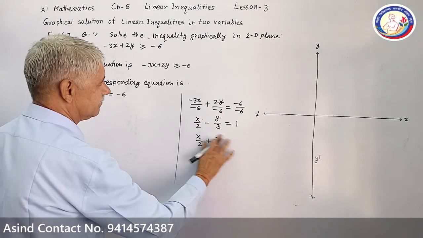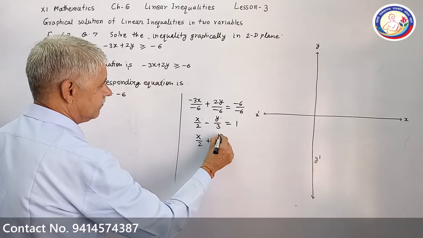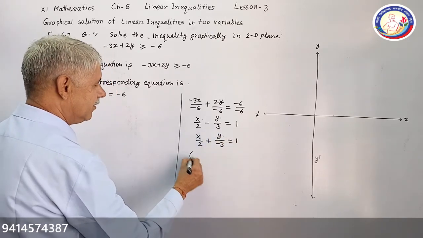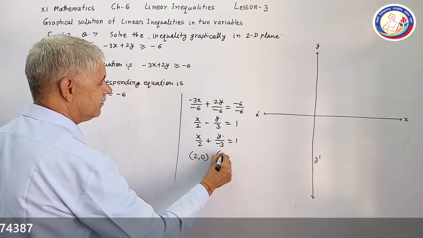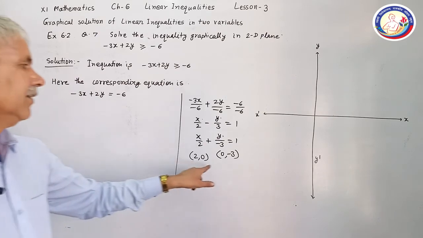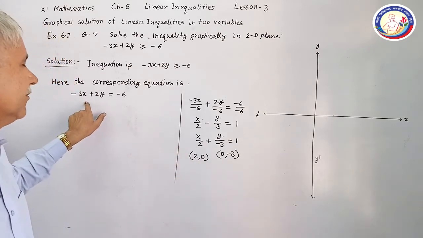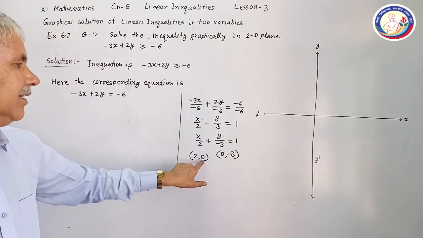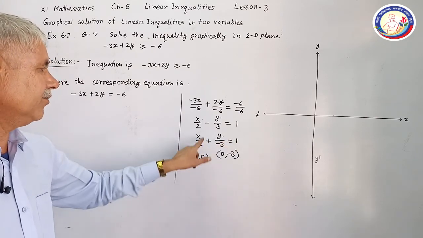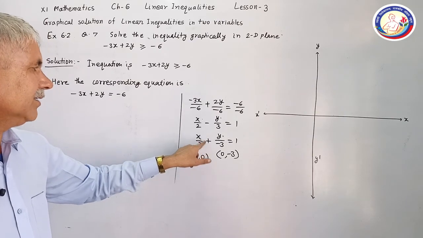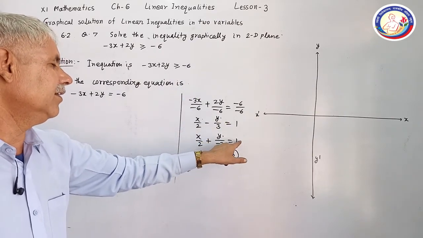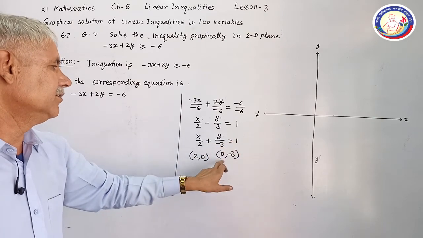So we can write x upon 2 plus y upon minus 3 equal to 1. So points will be 2, 0 and 0, minus 3. The line related to this equation will meet the x-axis at 2, 0. Put y equal to 0, we will have x equal to 2, and put x equal to 0 on the y-axis, the point will be y by minus 3 equal to 1, which gives us 0, minus 3.